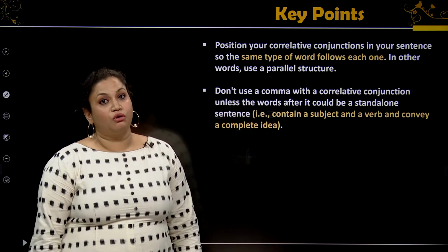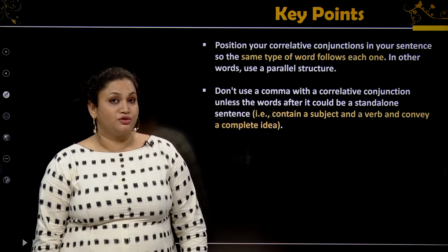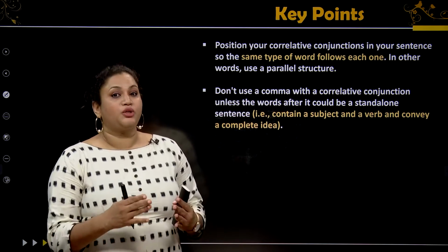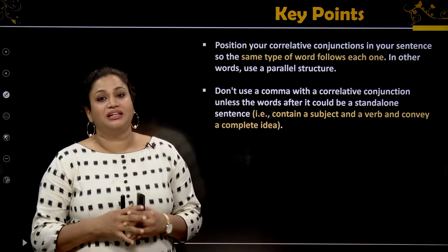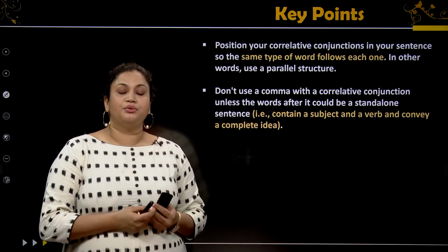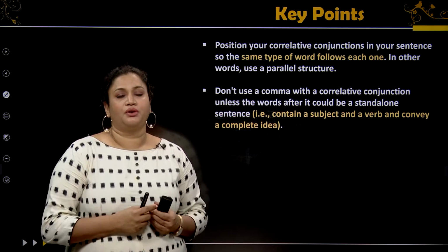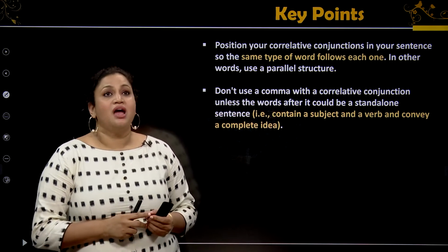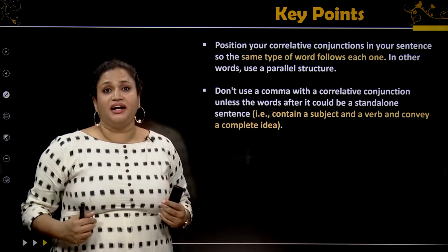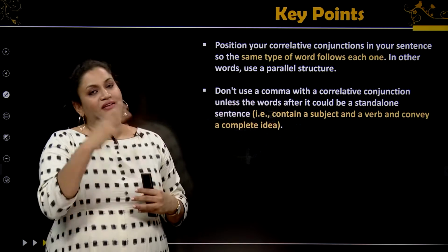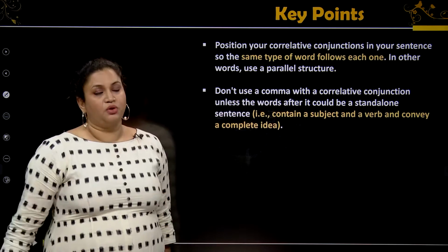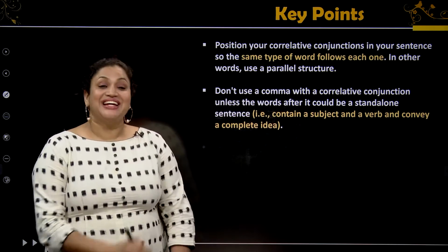Don't use a comma with a correlative conjunction. No. We cannot use a comma with a correlative conjunction unless the words after it could be a standalone sentence, for example, containing a subject and a verb and conveying a complete idea. Otherwise, it's not the right way to use a comma with a correlative conjunction. We don't use it that way. Only when it separates a different idea and that idea has to be incorporated, that is when we use a comma before the second correlative conjunction. Okay, let's go to the next one.